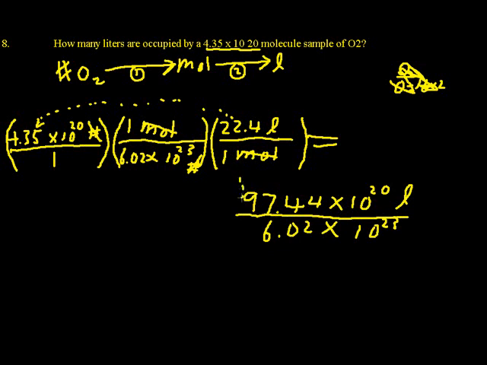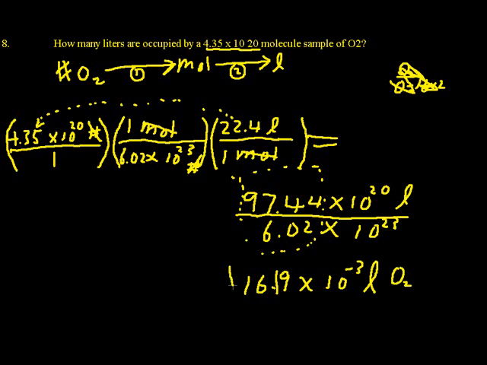So what do I do now? I take these two numbers, 97.44, divide it by 6.02, and that gives me 16.19 times, I take this exponent minus that exponent, it gets me 10 to the minus third liters of O2 gas. And that's how you do these conversions. Done.